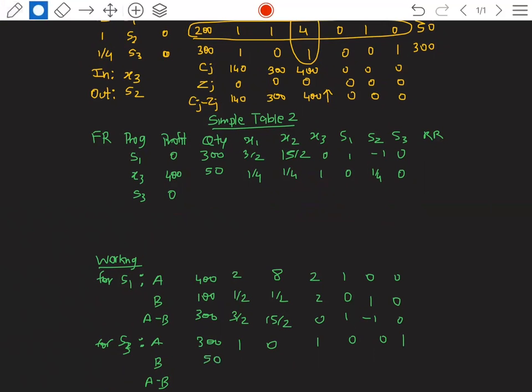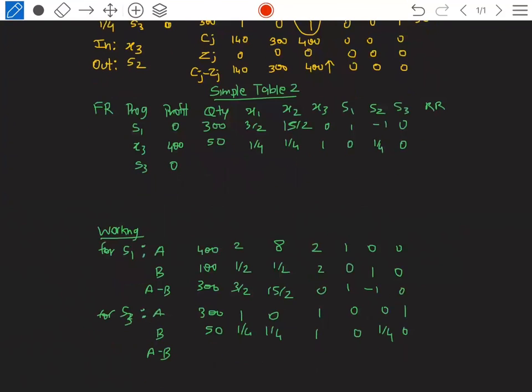Then next is 1 multiplied by 1 by 4. So that's 1 by 4. Again 1 by 4, again 1, 0, 1 by 4, and 0. And then do the A minus B. 250. 1 minus 1 by 4. That's basically 3 by 4, minus 1 by 4, 0, 0, minus 1 by 4, and 1.